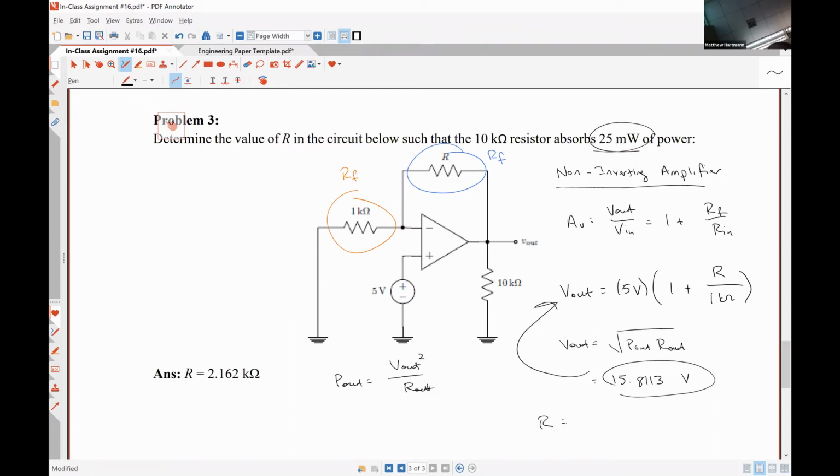Trying again. I get 2,162.26 ohms or 2.162 kilo ohms.